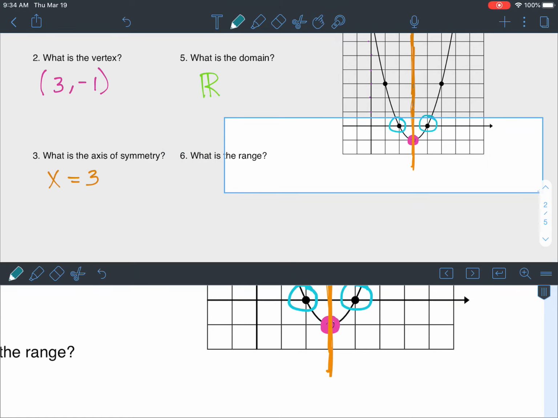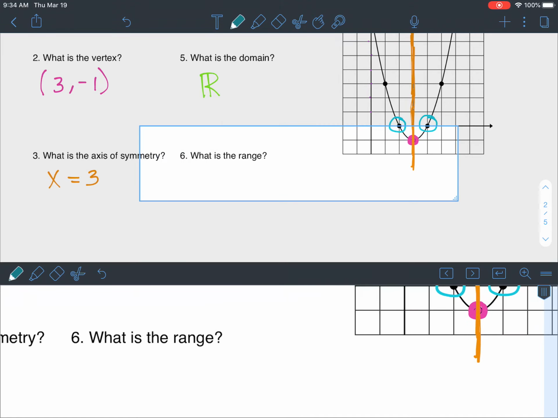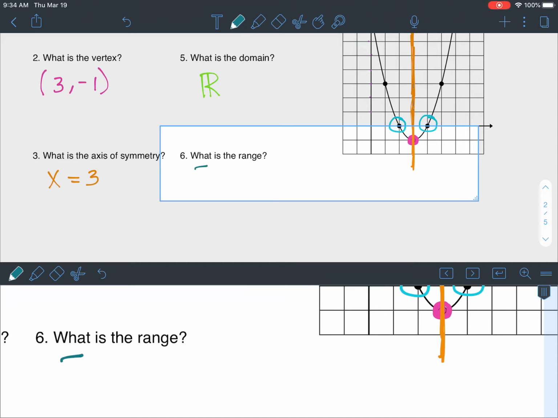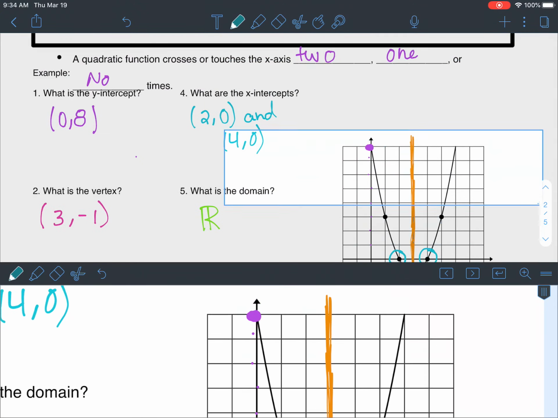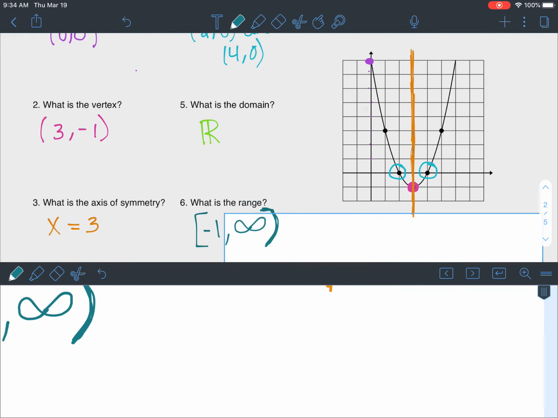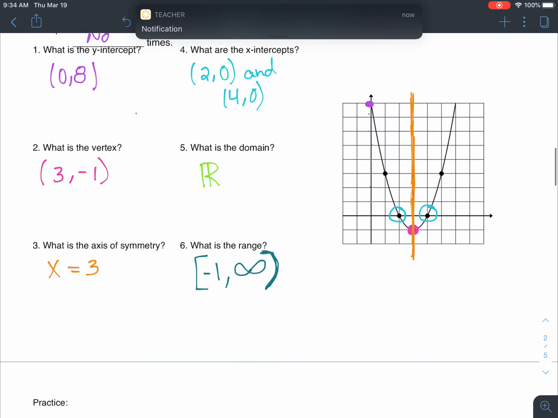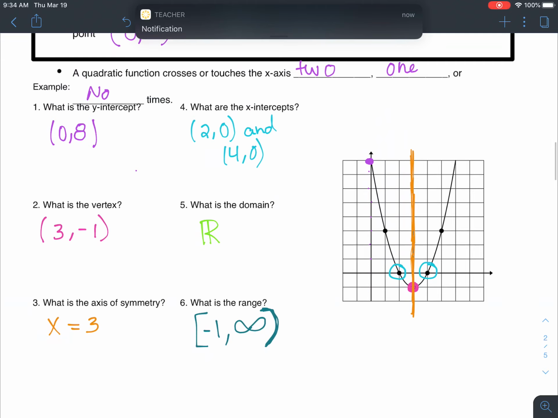And then my range depends on where my vertex is. So I need to identify that again. So that's at 3, negative 1. So it's going to start at negative 1, and it's going to end at infinity. So we're going to start at negative 1, and then I'm going to touch every single y value from negative 1 all the way up to positive infinity.